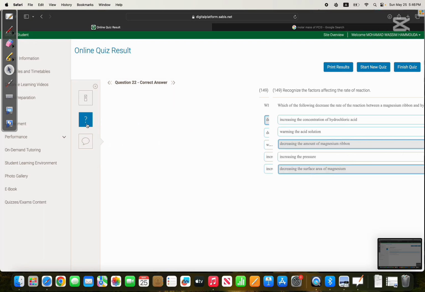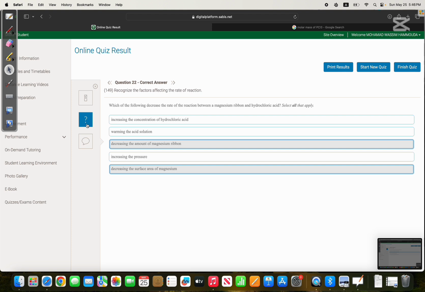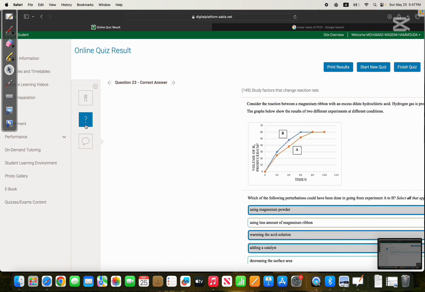Number 22. Which of the following decrease the rate of reaction between a magnesium ribbon and hydrochloric acid? Decreasing the amount of magnesium ribbon, which is basically decreasing the concentration of reactants, and decreasing the surface area of magnesium, which decreases collisions, which decreases effective collisions, which decreases the rate of reaction. Number 23.